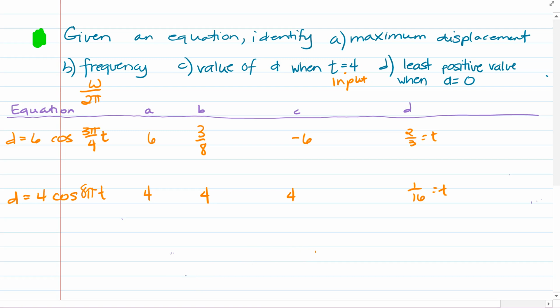Here's the hard one. When I did 0 is equal to 4 cosine 8 pi times t, I got rid of the 4. It's irrelevant. And the cosine is 0. The inverse cosine of 0 is pi over 2, which is equal to 8 pi times t. So I just multiplied both sides by 1 over 8 pi. That became just t times pi over 2, and it became 1/16.